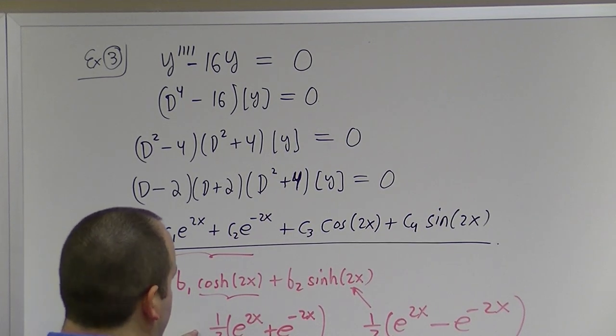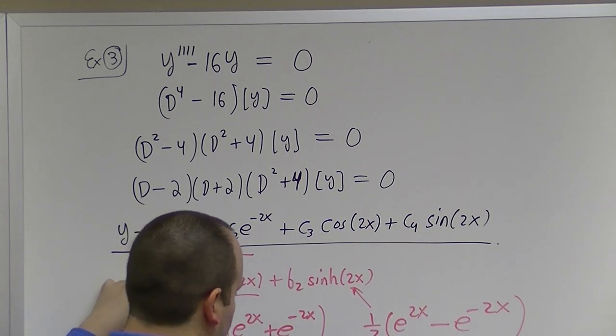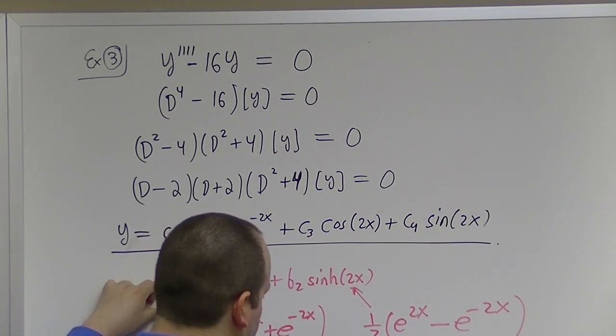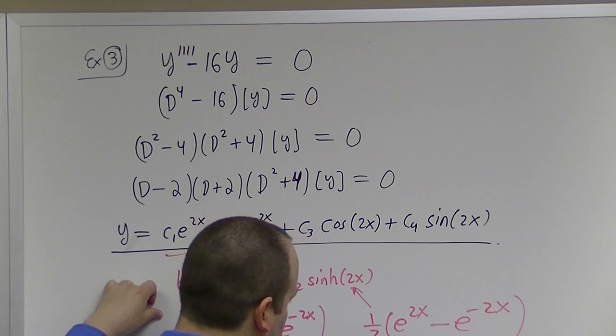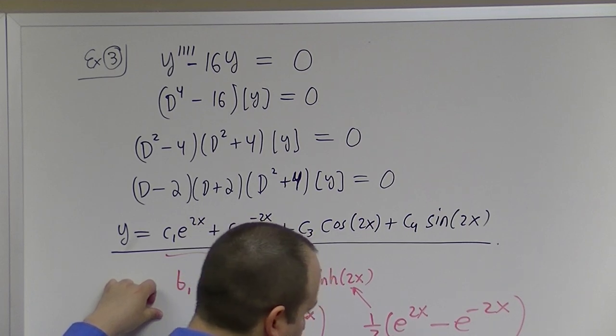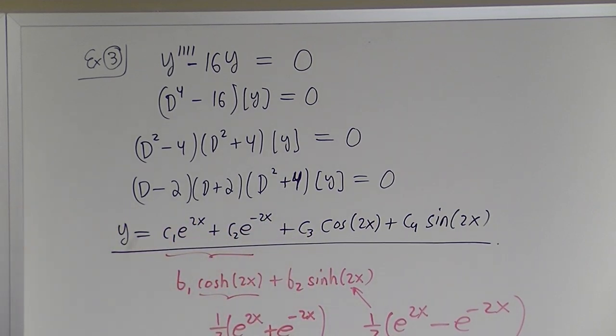b1/2 + b2/2 has to be equal to c1, and b1/2 - b2/2 would have to be equal to c2. That's the relation between the coefficients for the exponentials and the coefficients for the cosh and sinh. Cosh and sinh are much more useful when we study boundary value problems at the end of the course. They're very, very nice for certain boundary value problems. It's important to know about the cosh and sinh solutions.